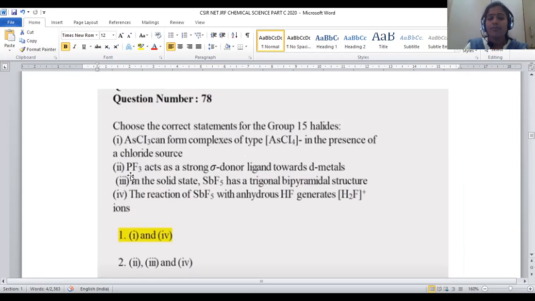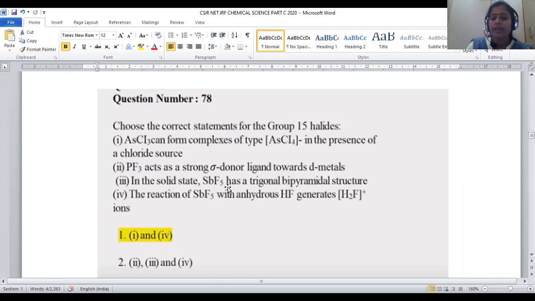When we are taking PF3, phosphorus trifluoride, it is said to be a strong sigma donor ligand towards the d orbital. When we observe this phosphorus, it is trivalent in nature, but around this phosphorus we have 3 strong electron withdrawing ligands. Hence, there is a possibility of pi deficiency. Electron deficiency will be generated rather than electron donation. Hence, we can say it is a pi acceptor instead of a sigma donor ligand. So it is not the correct statement for these group 15 halides.